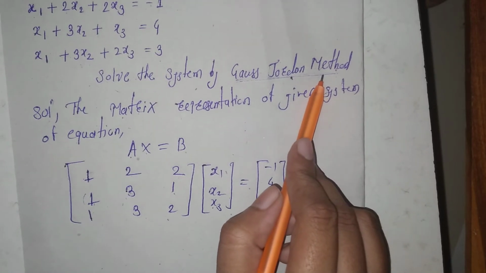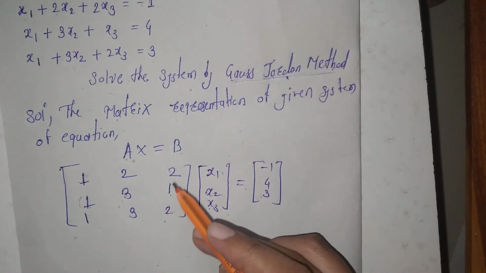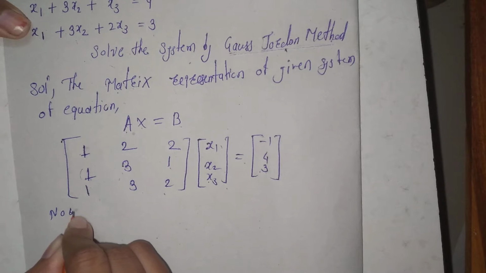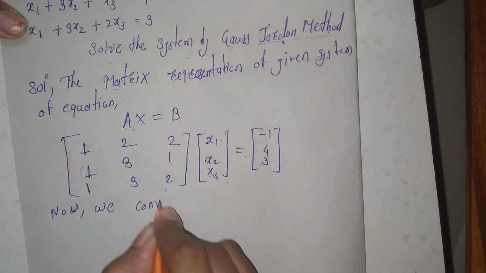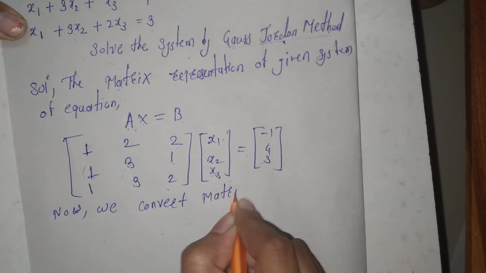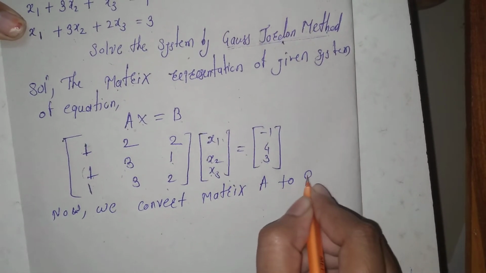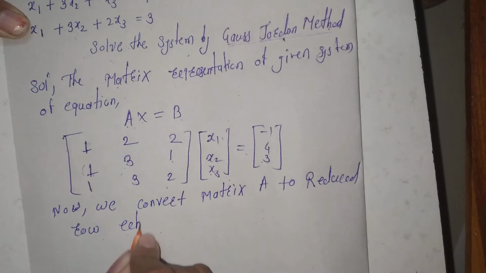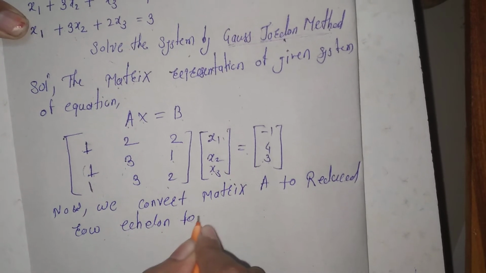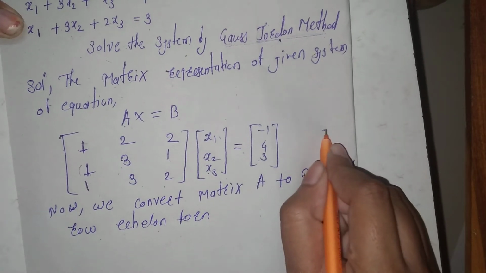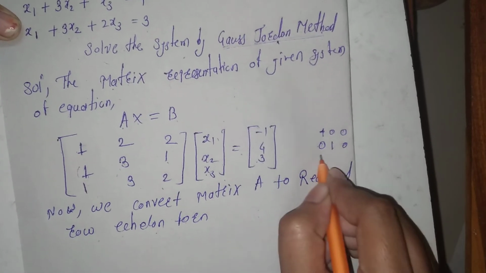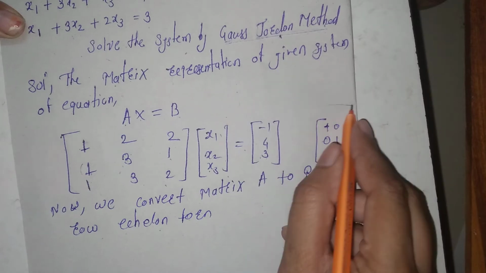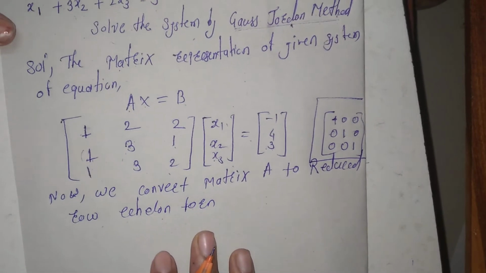That means now this matrix A is reduced by row echelon form. We convert matrix A to reduced row echelon form, which means matrix A is reduced to 1 0 0, 0 1 0, 0 0 1. This form is called the row echelon form.